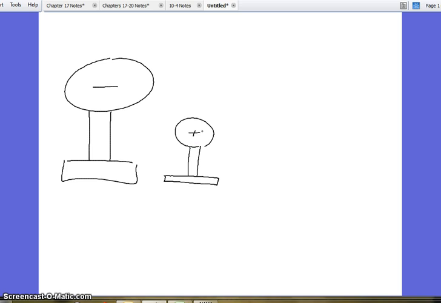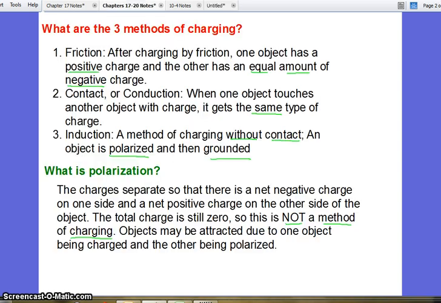And so with induction, we give the object the opposite charge as the one that it's been near, but no charges have jumped across. We've simply polarized it and then grounded it to allow it to gain the opposite charge of the object that was near. So again, there are three methods of charging. Friction, the most common. Contact, let's say you touch a bare wire, you get a charge as well, so that's through contact. And induction, a method through polarization and then grounding. Polarization is not a method of charging, but it's simply that we have separated the charges. So net positive on one side, net negative charge on the other.